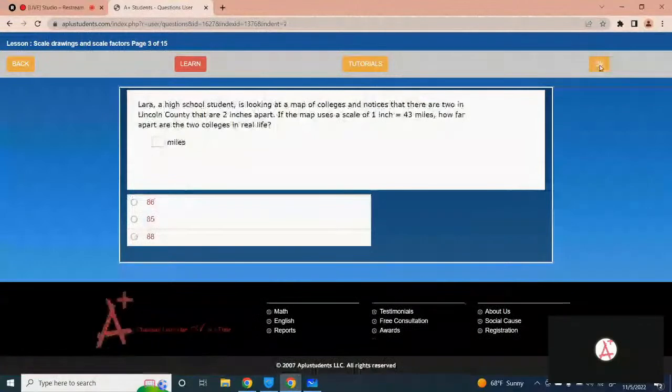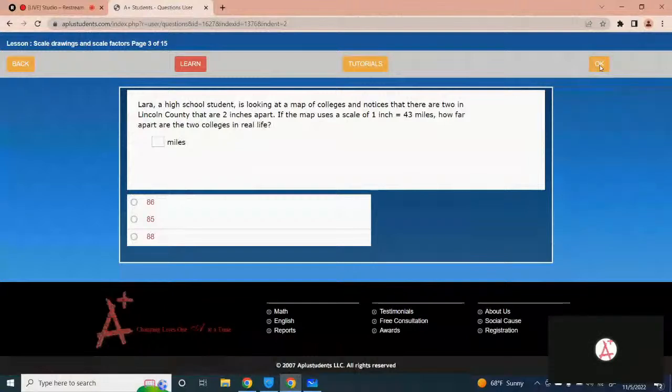Okay, Lara, a high school student, is looking at a map of colleges and says that there are two in Lincoln County that are 2 inches apart. If the map uses a scale of 1 inch equals 43 miles, how far apart are the two colleges in real life? So you have to find the distance between the two colleges in real life. Got it? So just select the correct option and click on the OK.